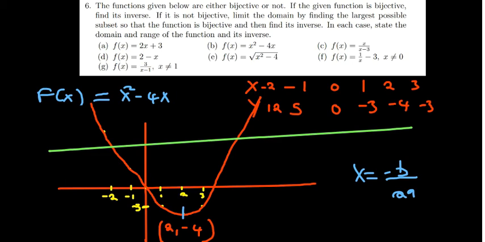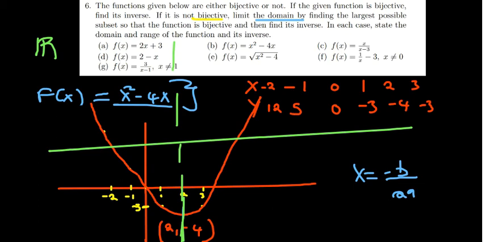So how do we make it bijective? Because the question says if the function is not bijective, limit the domain. So the domain, first of all, of this quadratic function is all set of real numbers. Every value of a real number that you can put there, you can still get an answer. So we have to restrict it. So look at this part now. The symmetrical part of the graph, that's where we can restrict this function from.